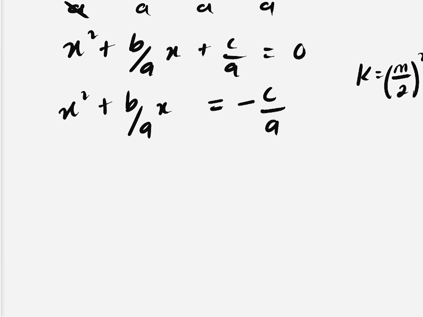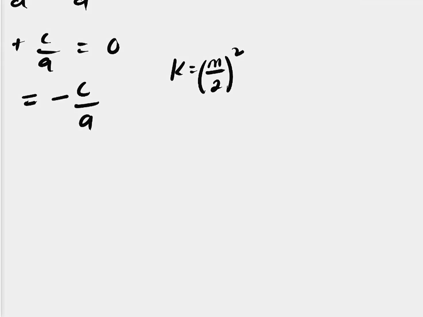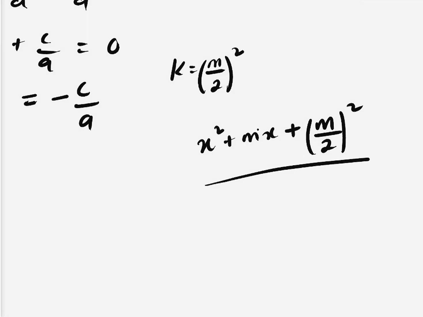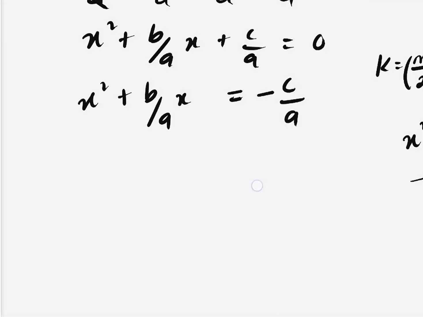So it means, let me write here, let me just adjust the board. We should have something like x squared plus mx plus m over 2 all squared. For us to have a perfect square, it has to look like this. The value here should be divided by 2 and squared to make it a perfect square. And that is what we are going to do to this particular problem.